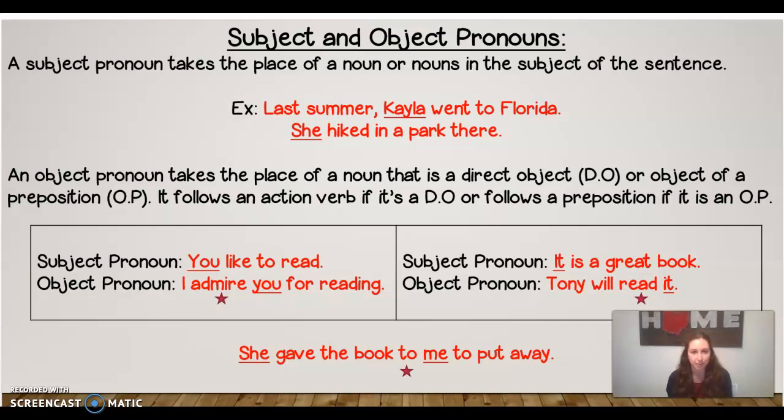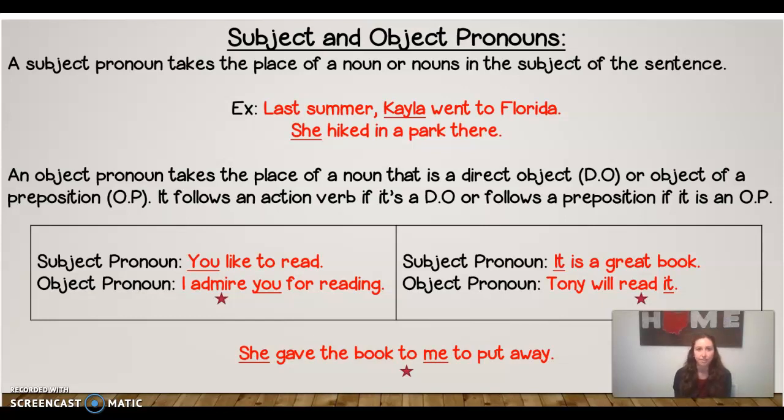So for example, if I say, last summer, Kayla went to Florida. The subject pronoun takes the place of that noun who is the subject of the sentence. So Kayla is the subject of the sentence there. We could take out Kayla and instead put in the third person female since we're talking about Kayla, and so we would use the pronoun she. So she hiked in a park there.